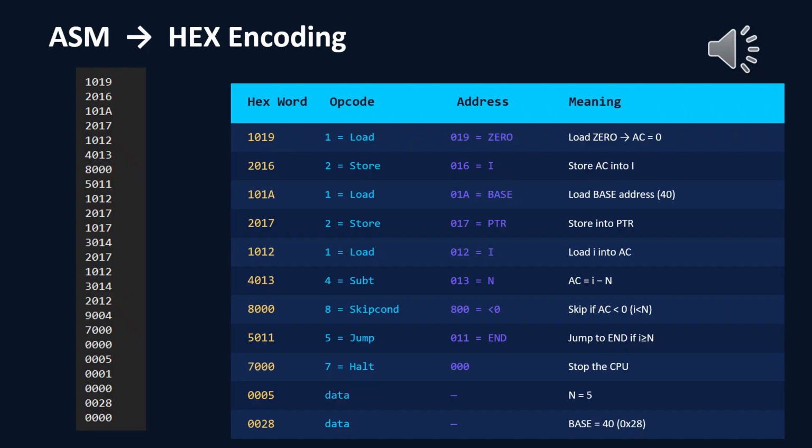Moving on, we have 5011, which is for jump, and the last thing we have is 7000, which is only one number, which is for halt. The data is stored without the first digit, because it doesn't need an operation or an opcode. They are just normal data and we can store them directly.